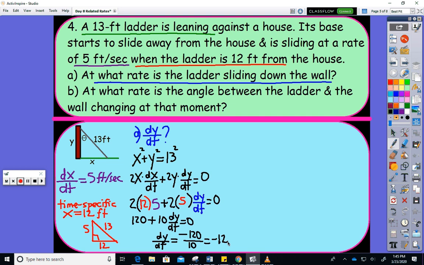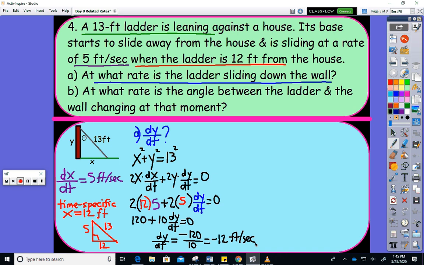That makes sense again, because the ladder is sliding down the wall as the base of it slides away from the wall, so it makes sense that y is dropping and the rate would be negative. I hope that makes sense to you. So dy dt is going to be negative 12. And again, it's going to be feet per second. So that just says that the ladder is sliding downward at a rate of 12 feet per second. That's what the negative is, the downward part.